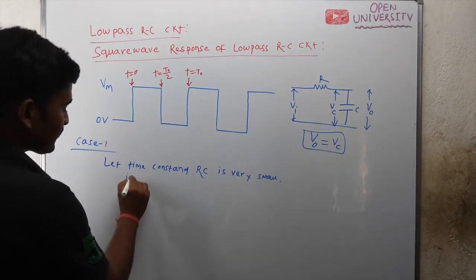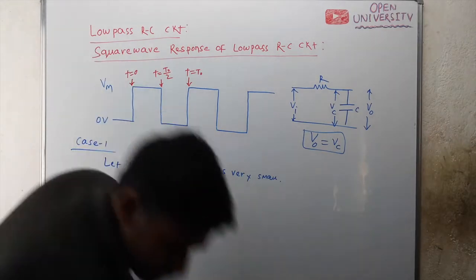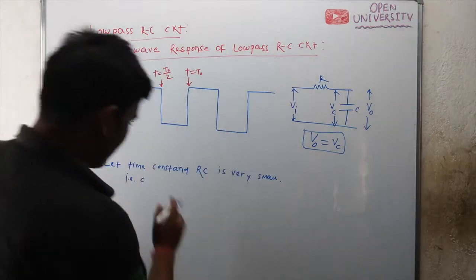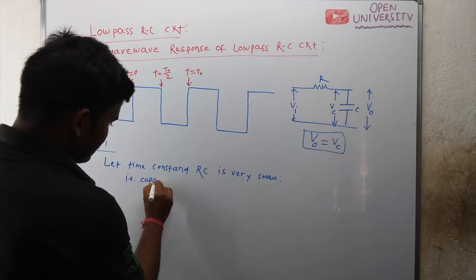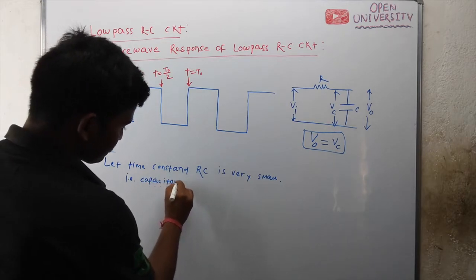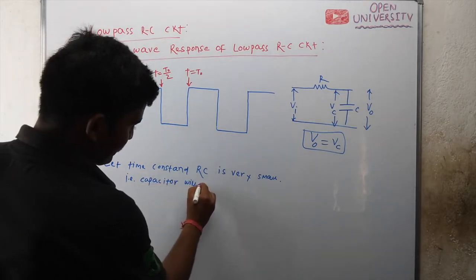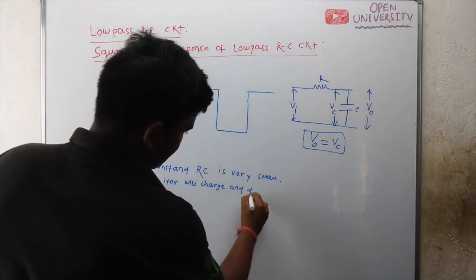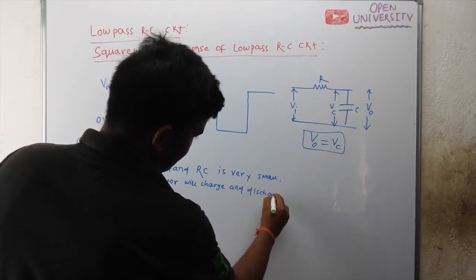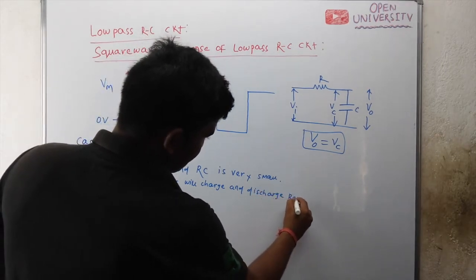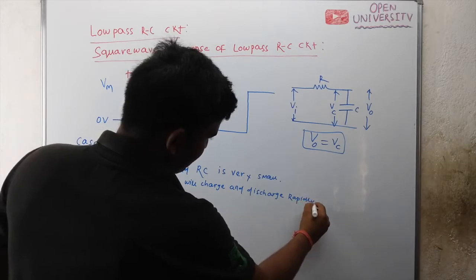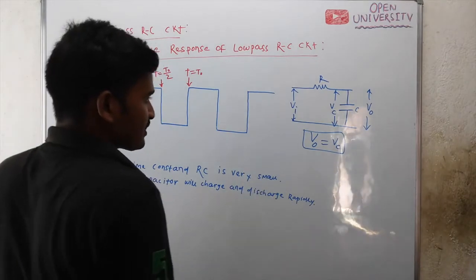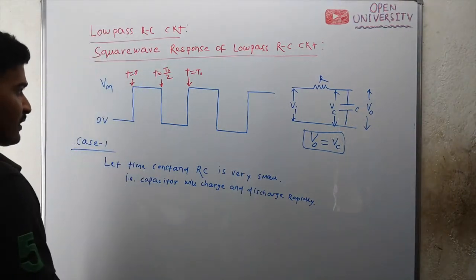That is, capacitor will charge immediately and also discharge immediately. Capacitor will charge and discharge rapidly. That is the meaning of small time constant. Okay, capacitor will very fastly charge and very fastly it will discharge.